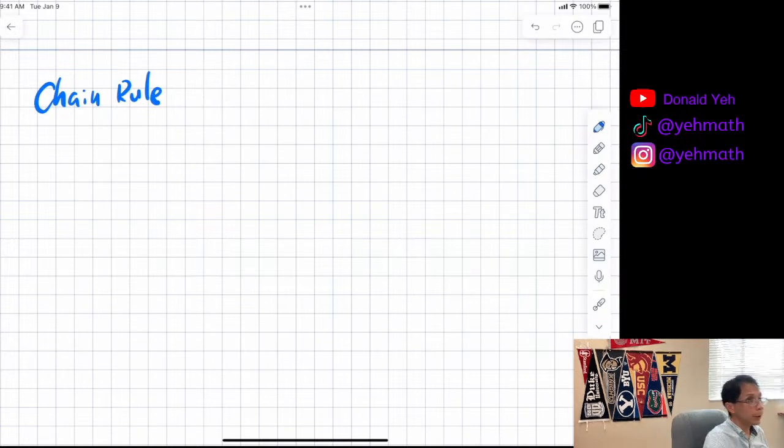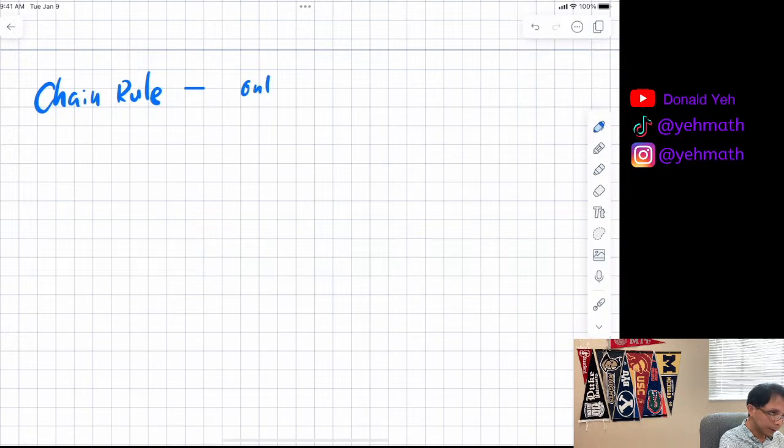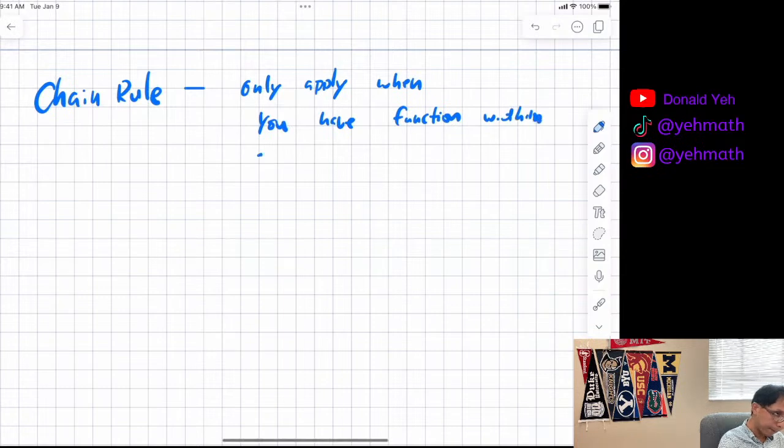All right. When do you use chain rule? The chain rule is applied only if you have a function within a function. What do I mean by function within a function? This is actually known as a composite function.